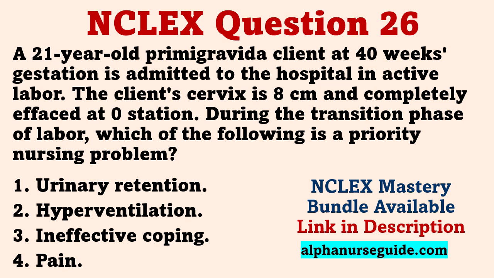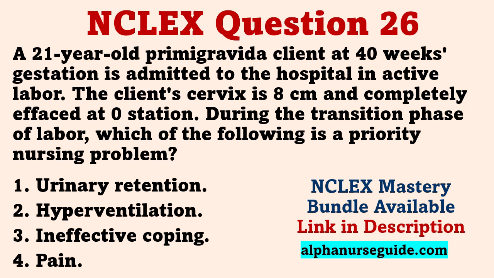The correct answer is 4. During transition, contractions are increasing in frequency, duration, and intensity. The most appropriate nursing problem is pain related to strength and duration of the contractions. Insufficient information is provided in the scenario to support the other listed nursing diagnoses. Urinary retention would be appropriate if the client had a full bladder and was unable to void. Hyperventilation might apply if the client was breathing too rapidly, but there is no evidence this is occurring.